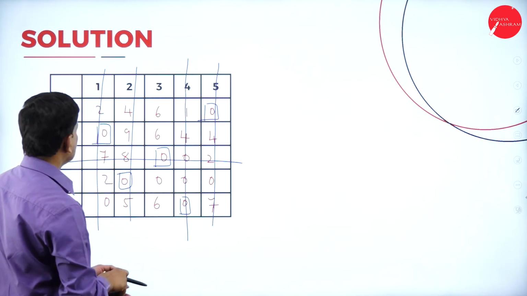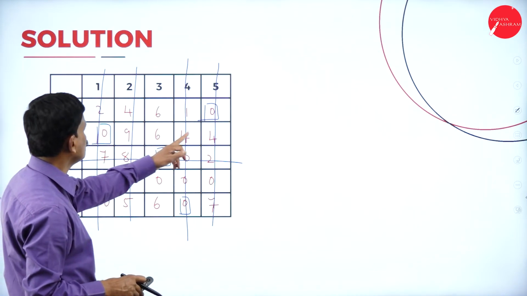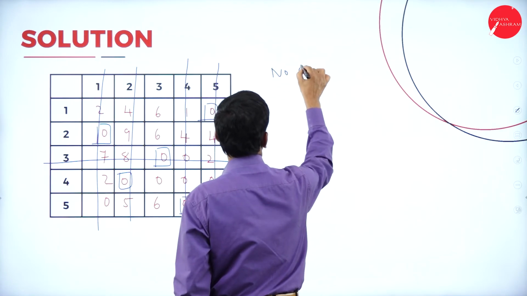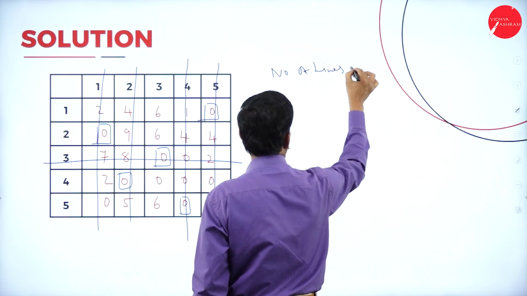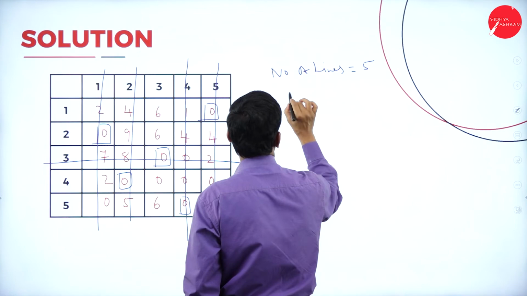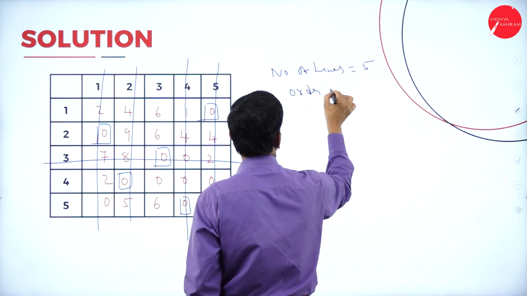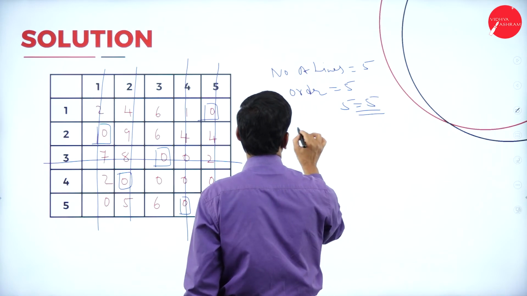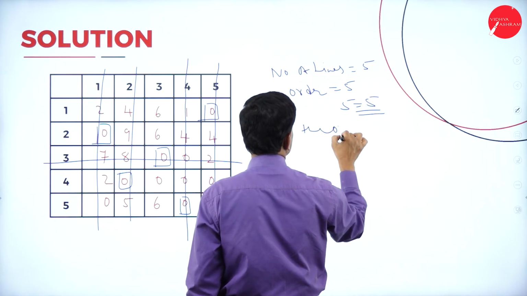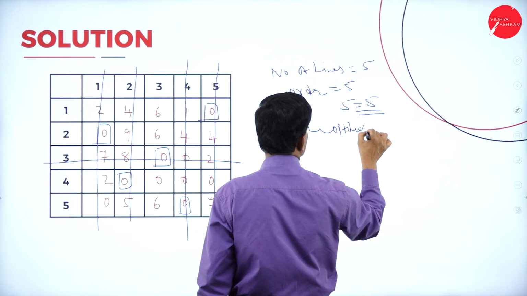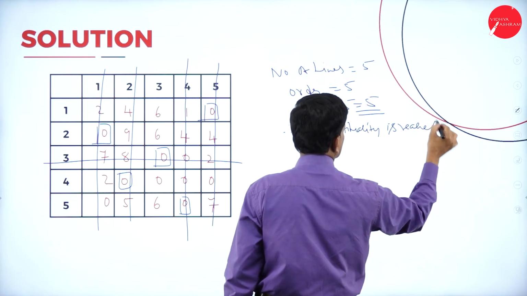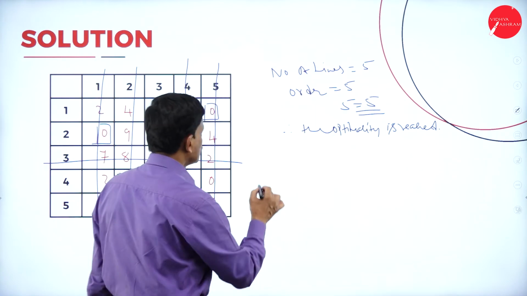See here now, the number of lines drawn 1, 2, 3, 4, 5. The number of lines drawn is equal to 5 and the order is equal to 5. So, 5 is equal to 5. Therefore, the optimality is reached.